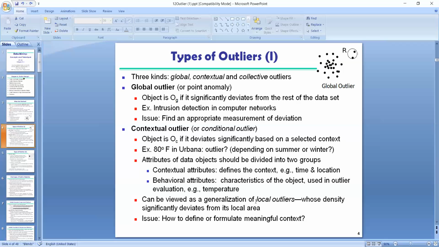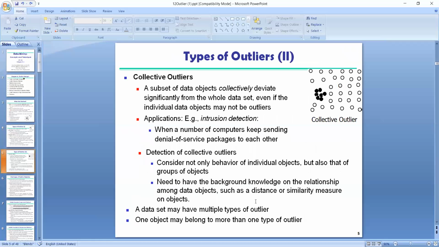The issue with contextual outliers is how to define or formulate a meaningful context. To identify that something is an outlier, we need that context. How you can define that context is the difficulty with contextual outliers.